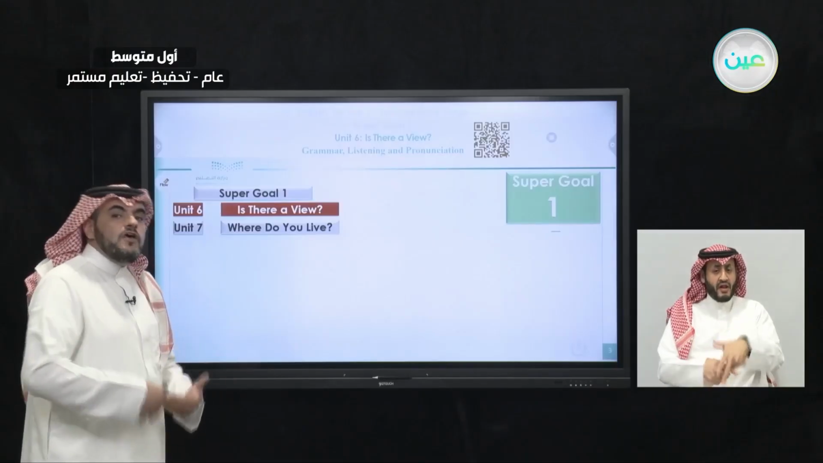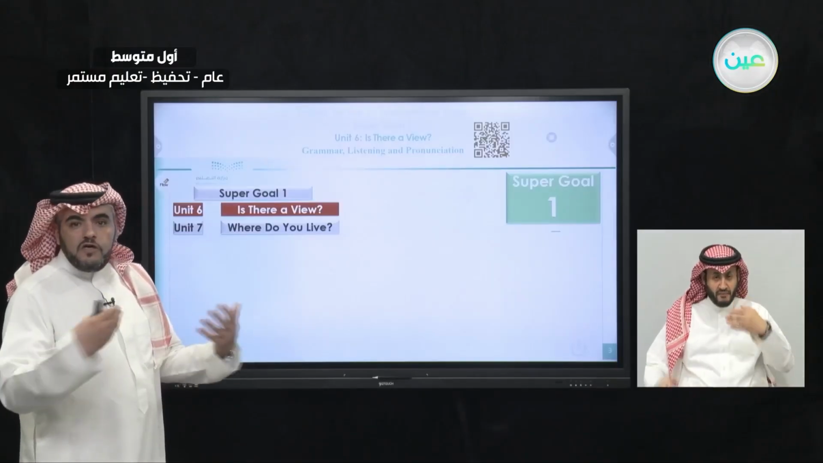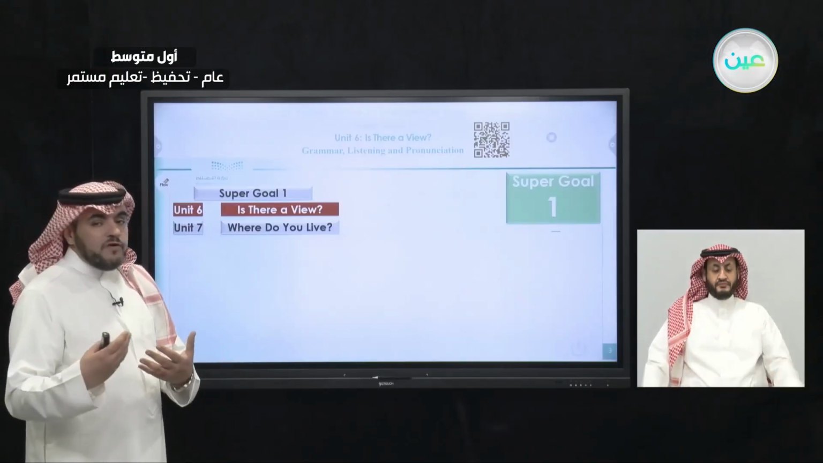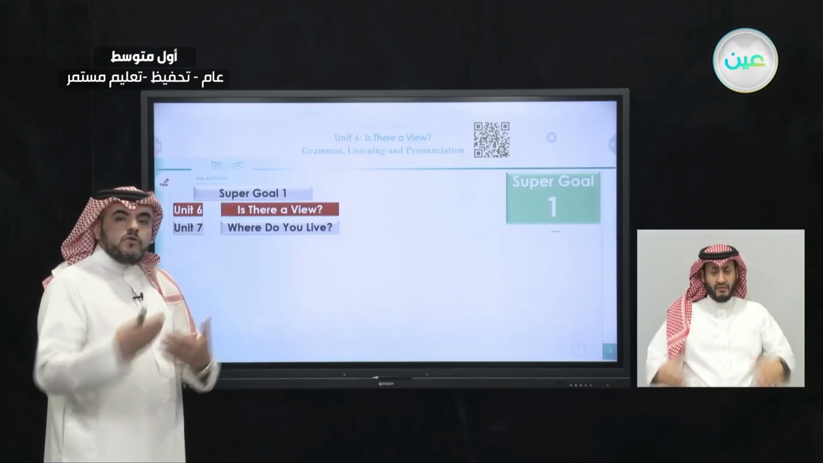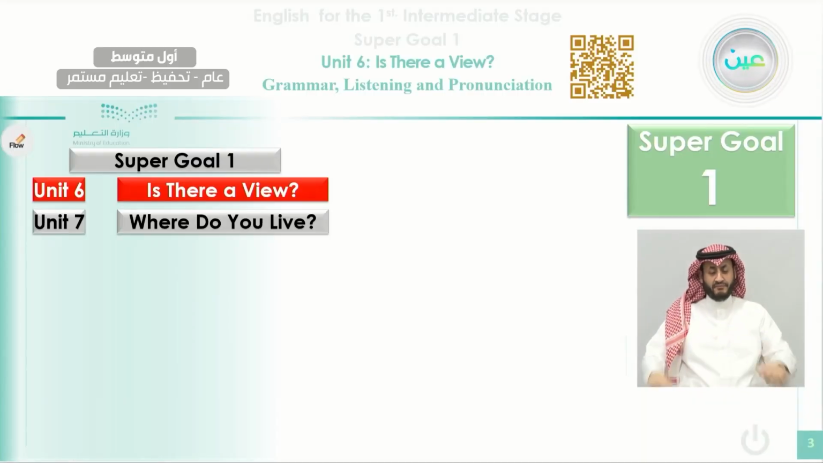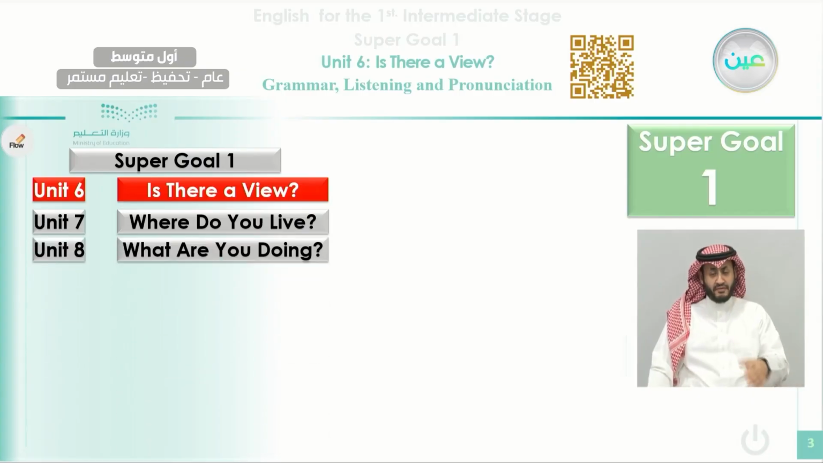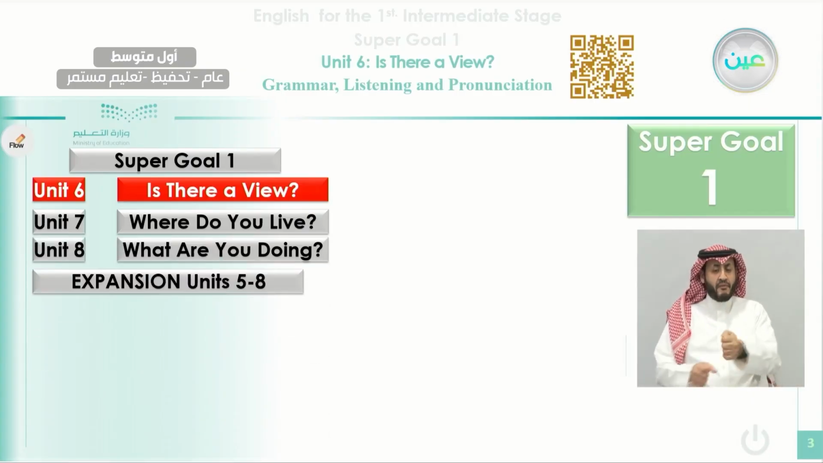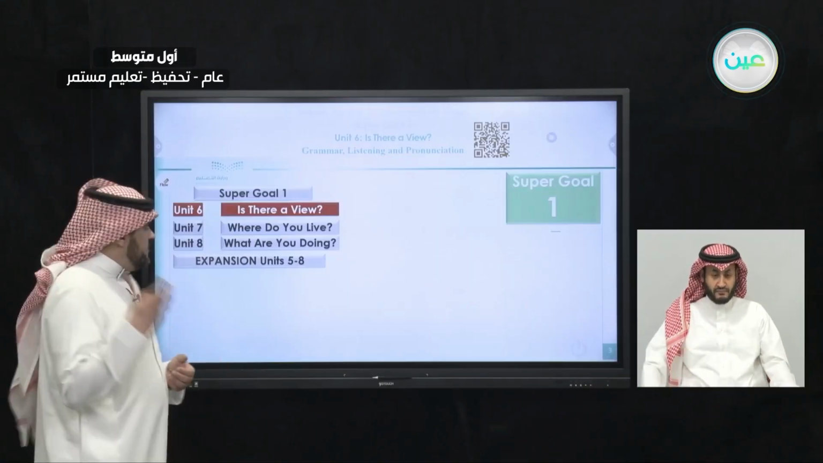What do you mean by view? The view is the thing that you can see through something, whether through a balcony or through a window and so on. The next unit that we're planning to study is Where do you live? And unit 8, What are you doing? And after that, we will stop for revision. We will stop at units 5 to 8. That is called the expansion unit.